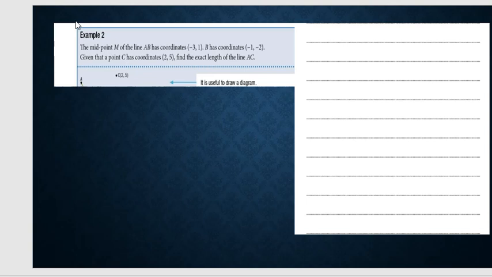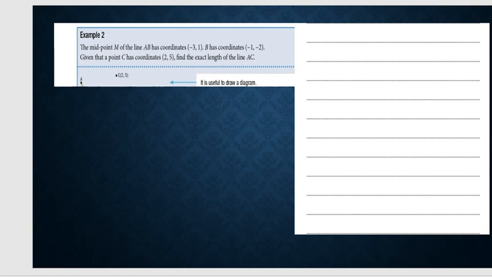Yes. So the question says, the midpoint M of the line AB has coordinates negative 3, 1. B has coordinates negative 1, negative 2. Given that a point C has coordinates 2, 5, find the exact length of the line AC. So you can start by drawing. When you draw a useful sketch, it can help us illustrate what we mean when we talk about those two lines.